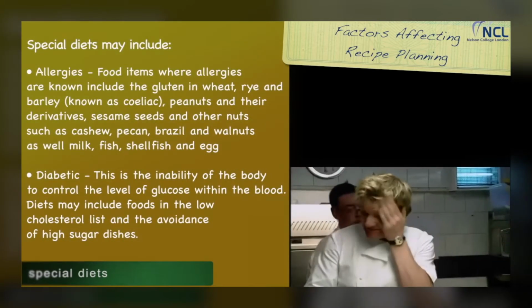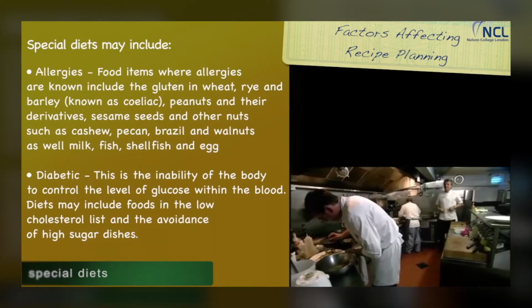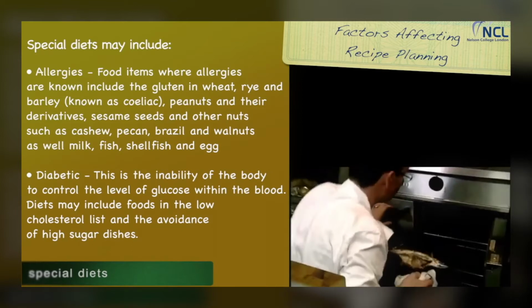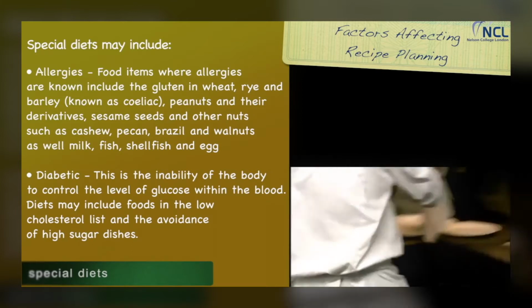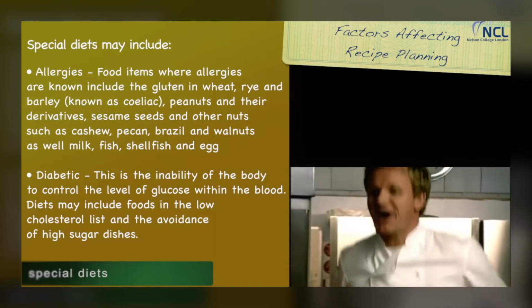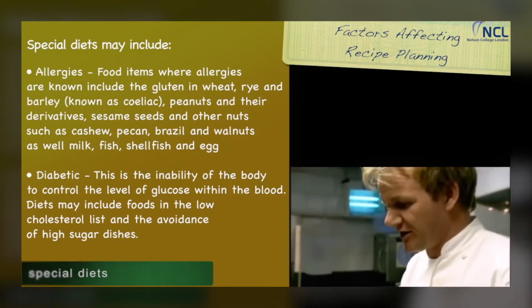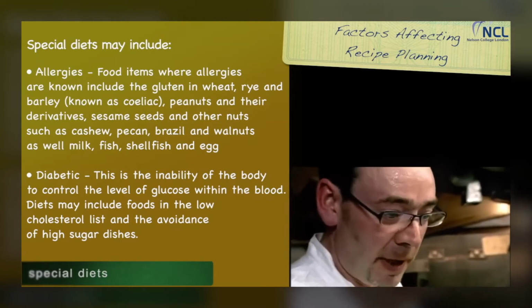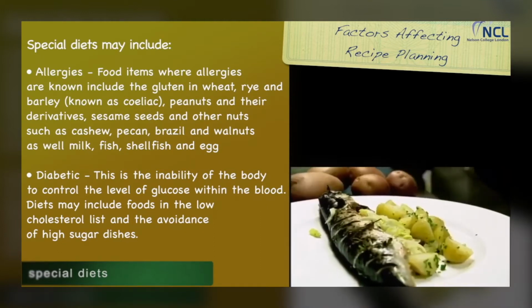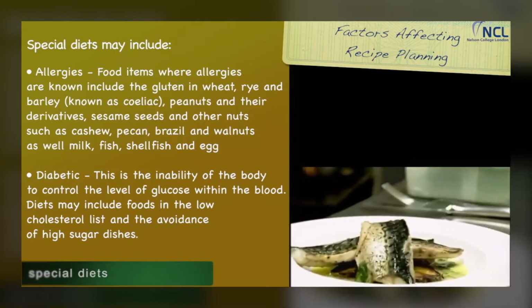Special diets may include allergies. Food items where allergies are known include the gluten in wheat, rye, and barley, known as celiac, peanuts and their derivatives, sesame seeds and other nuts such as cashew, pecan, Brazil, and walnuts, as well as milk, fish, shellfish, and egg. Special diets may also be for those with diabetes.